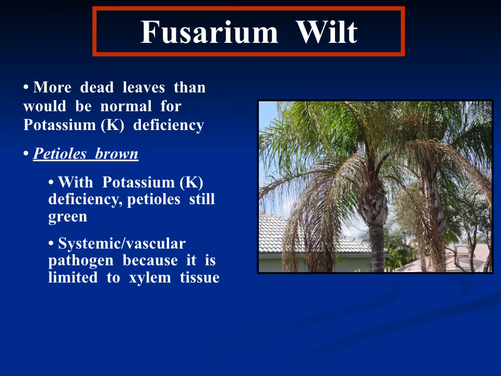Love it. So, fusarium wilt. More dead leaves than would be normal for potassium deficiency. K is the chemical symbol for potassium, if we remember back to our fertilizer modules. You also have brown petioles. Those are the leaf stem. With potassium deficiency, you'll have browning, but the petiole will still be green.